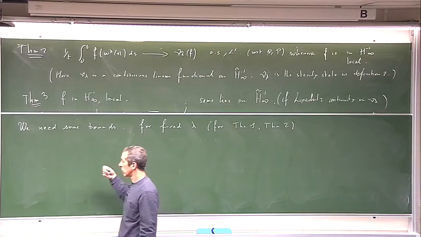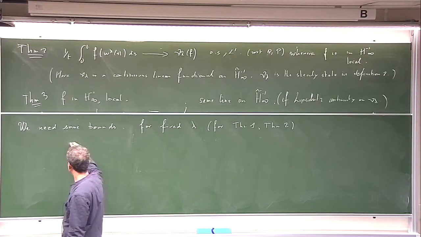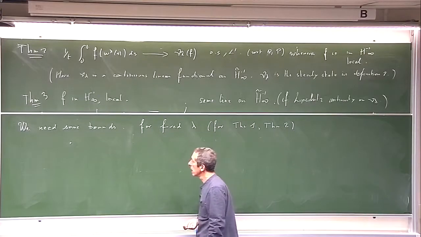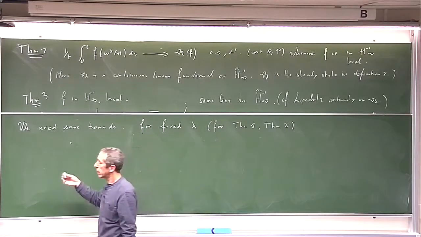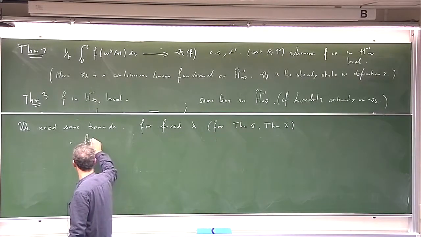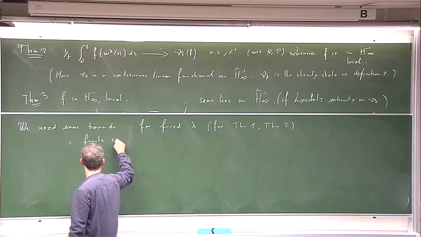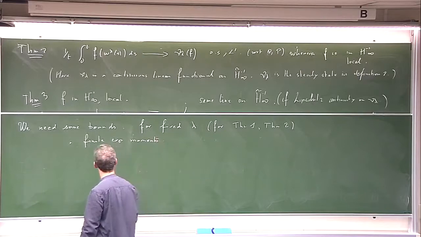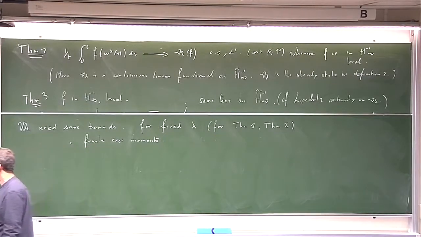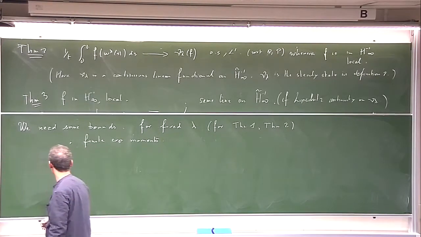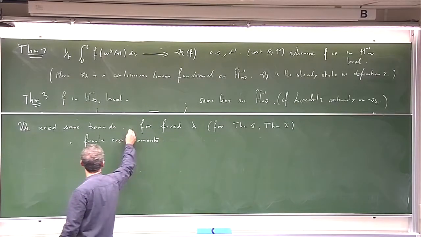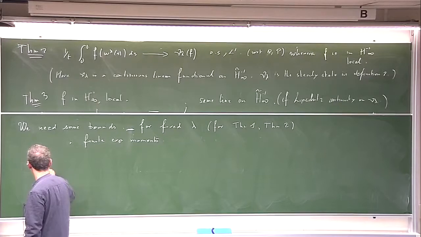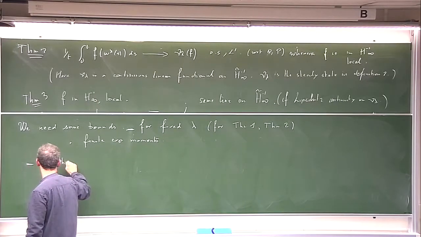And so the bounds that we get is, you fix lambda, you fix f also in this second case, and then we have finite exponential moments for a fixed lambda. So this will come with the construction. And that's one thing we need. And then another thing that we need, and this is for theorem 3.